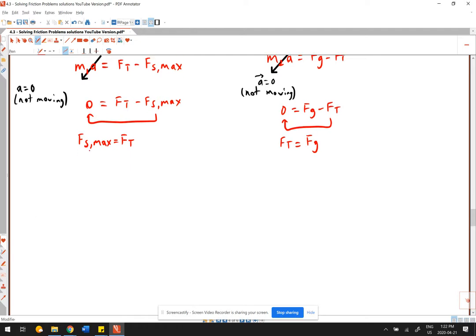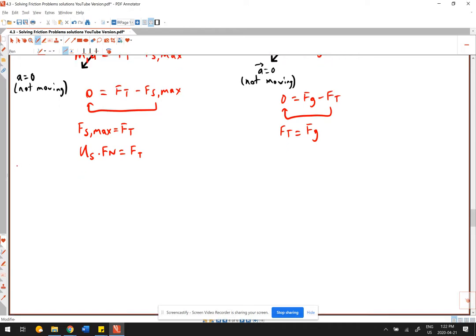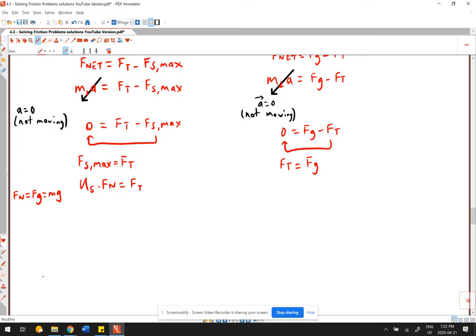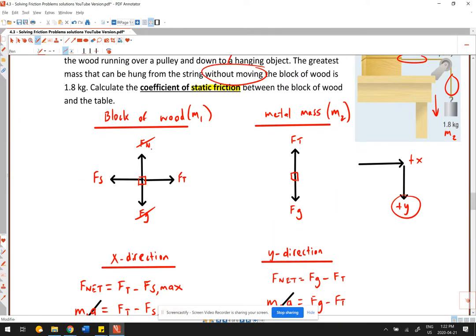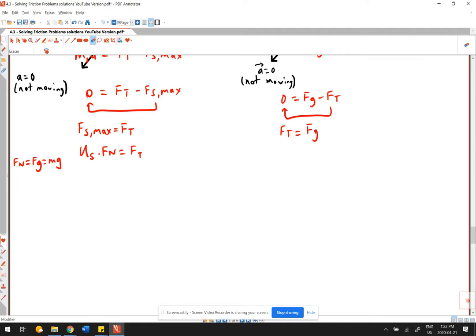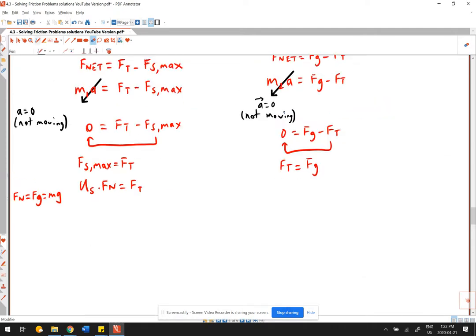Our static friction maximum, or our friction force, is going to equal the coefficient of static friction multiplied by normal force, which is equal to tension. We know that our normal force is going to balance out with our gravity. So Fn equals Fg, which is equal to mg. So we can see that over here, our normal force and our gravity are just opposites of each other, so those are going to be balancing each other out. So now we can plug it in. Our mu s is multiplied by mass times gravity, which is equal to tension force.